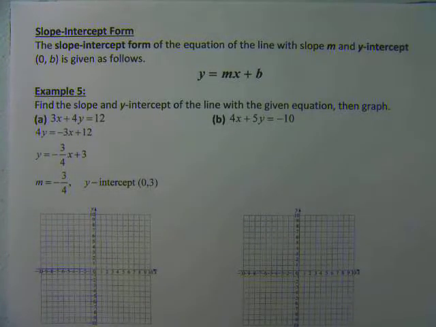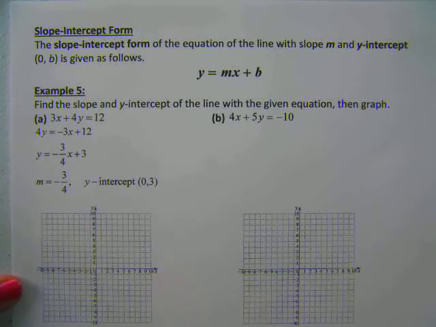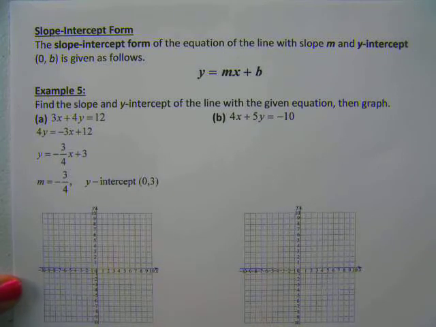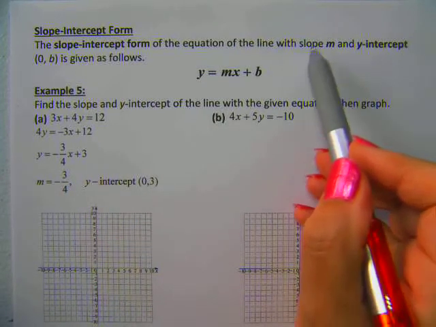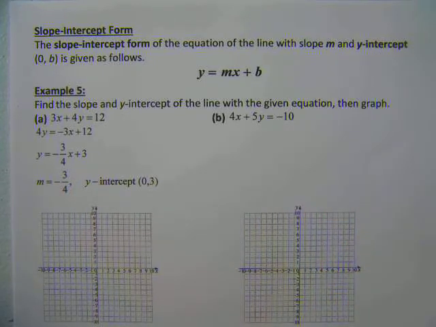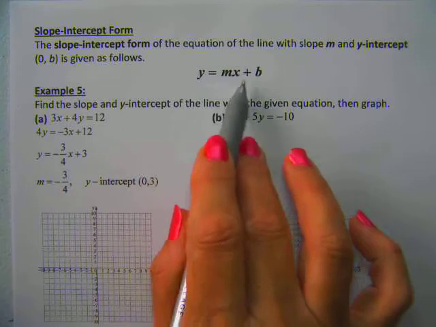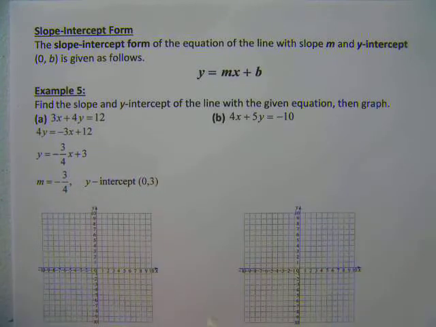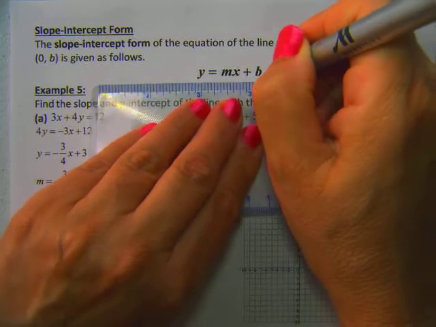The other form for the equation of a line is what we call the slope-intercept form. This is the slope-intercept form of an equation of the line with slope m and y-intercept b. So when we say intercept, what do we mean? We mean the y-intercept, b, given by y equals mx plus b. This is straightforward and easy. If you're given a slope and a y-intercept, you can immediately write it.